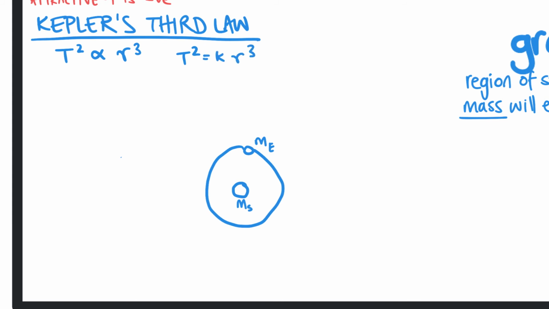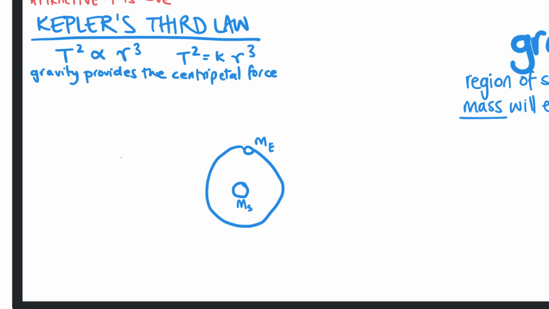r cubed. Now, a common question you could get in an exam would be to show that Kepler's third law is consistent with Newton's law of gravitation. So this next bit, you need to be able to recreate that in an exam. So let's consider the case where we have the Earth in orbit around the Sun, and the Earth is moving around the Sun in a circular path. We know that there needs to be a centripetal force in order to keep an object moving in a circle. And for planetary motion, that centripetal force is provided by gravity.